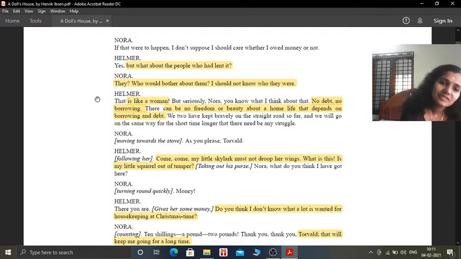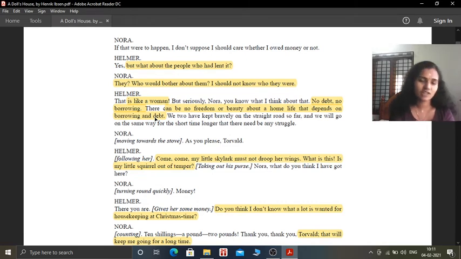Look at Helmer's reaction here. Oh, this is just like every woman. You are now talking like every other woman. But Nora, no debt, no borrowing. So he is trying to convince Nora that if we want to lead a beautiful life, a life with freedom, we should not be dependent on others. We should have no debt and no borrowings.